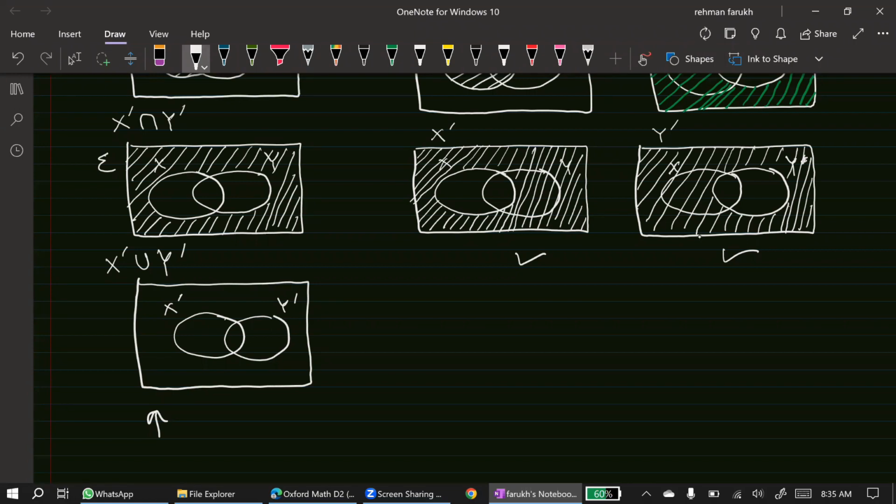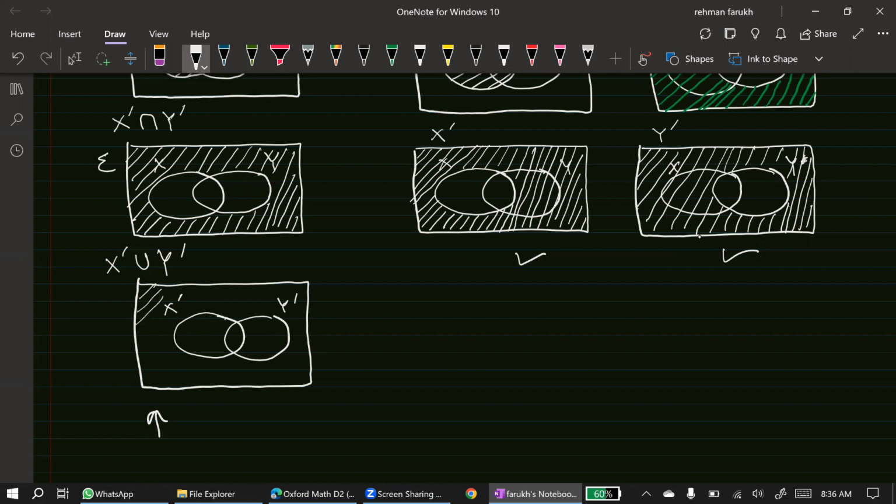We will shade the whole diagram, except for the intersection. Yes, except for the intersection. That's the right answer. Now for this one, we will shade the first region.